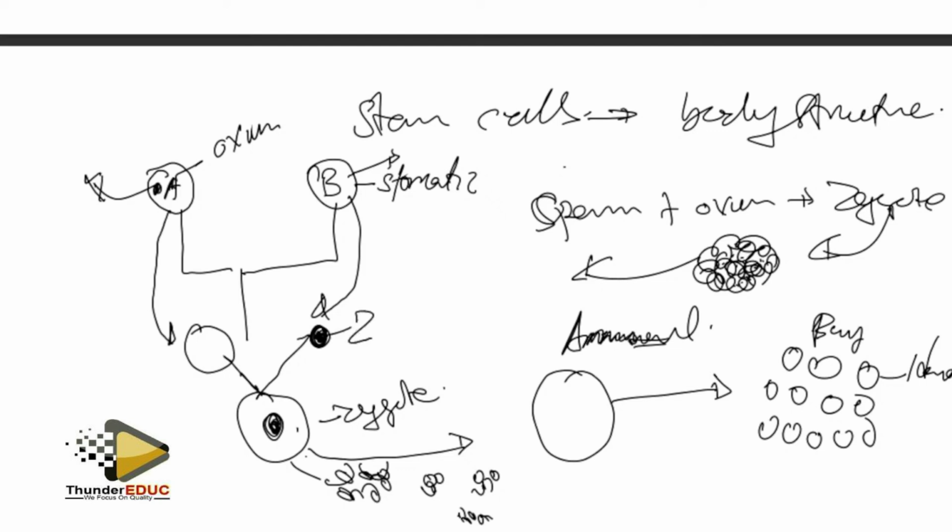And because this one is diploid, 2N, they can ask you how many chromosomes are found in this. Because it's a somatic cell. Somatic cells are always diploid. Somatic cells are always diploid.